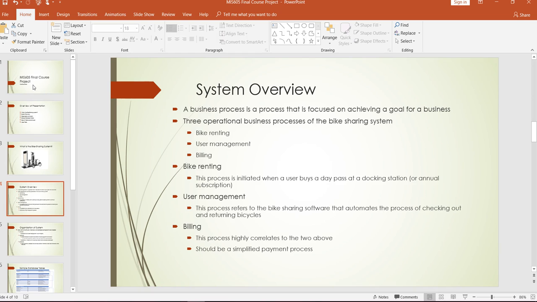So getting more into the actual MIS aspect of it, we'll talk about the system overview. Before we talk about a system overview for this, let's first define what a business process is. A business process, according to the textbook that we used, is a process focused on achieving a goal for a business. And this particular bike system has three operational business processes. There's bike renting, there's user management, and finally there's billing.